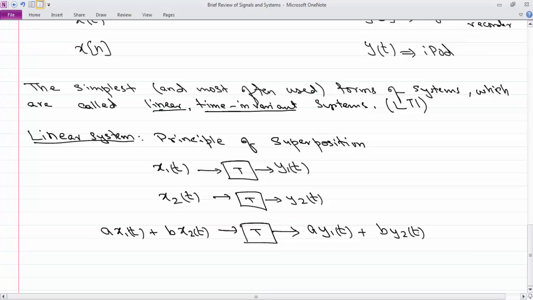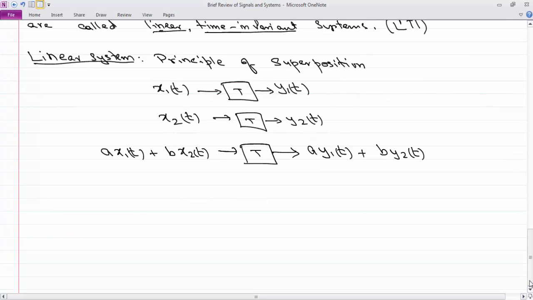A system which satisfies this property for, let's say, 2 or 3 inputs, but not for others, is not a linear system. Just because it satisfies the property on two signals doesn't make it a linear system. A linear system is something that produces this superposition property regardless of what the input is. Okay? Now, what's the most common example that you can think of of a linear system? Let me give you another example of a linear system.